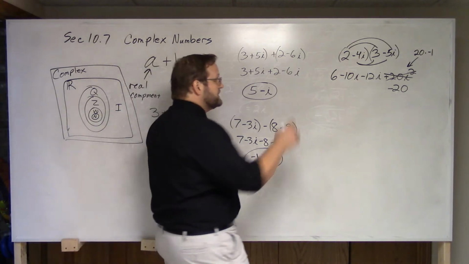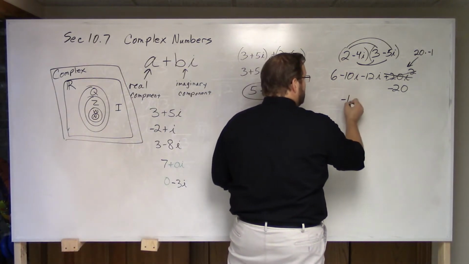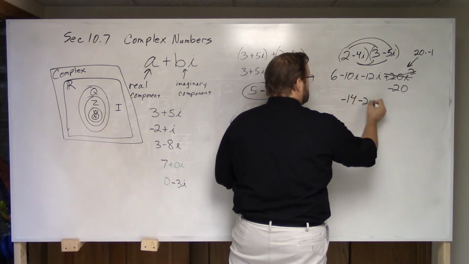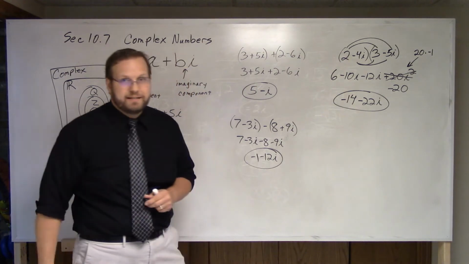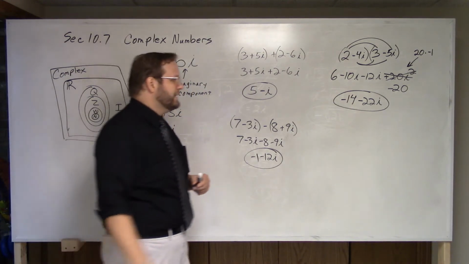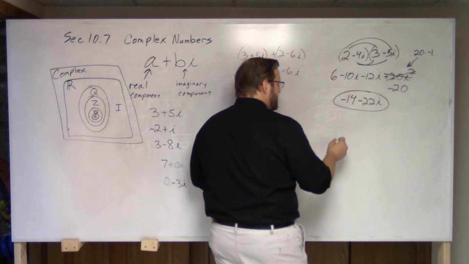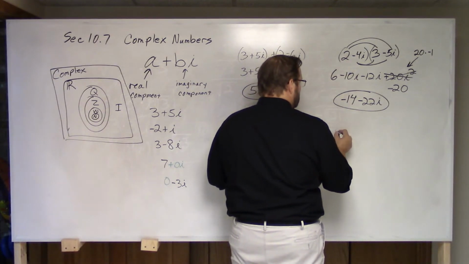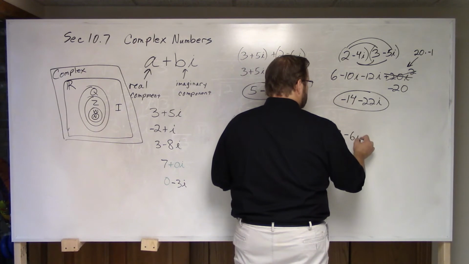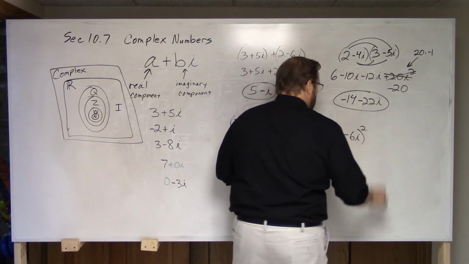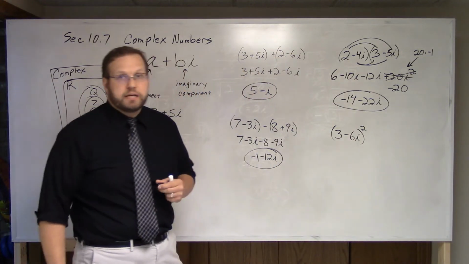So what we have is 6 minus 20 is negative 14 minus 22i. And that's it. Let's do one more like that. Let's say we have something like 3 minus 6i quantity squared. Just like with a polynomial.